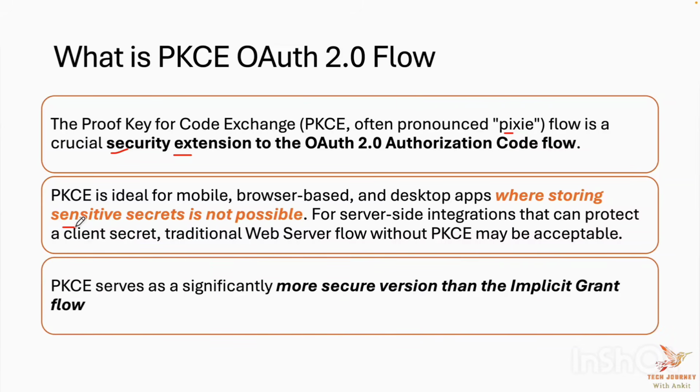In my previous video we also talked about another flow, the implicit grant flow. We discussed that the implicit grant flow is not recommended and not secure. So to overcome that, again the PKCE flow is used. So just to summarize, the PKCE flow is the security extension of the authorization code flow, right? It is used where you cannot store the secret key. Moreover, it is recommended over the implicit grant flow as well.